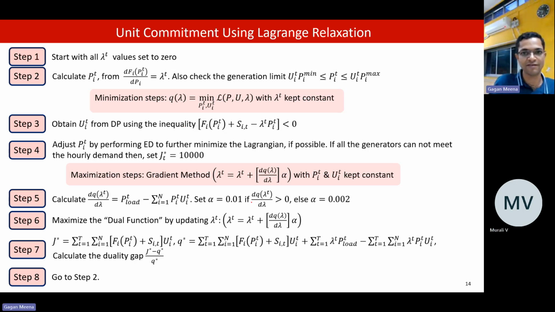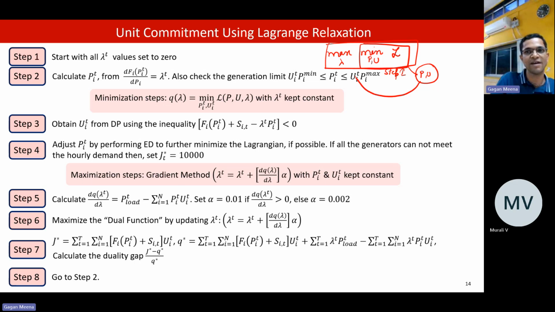And same thing here. We start by saying that it's a dual operation, max over lambda and min over P and U. This is the Lagrangian. So in step one, we solve this problem considering that lambda is constant, and we get P and U. Then for step two, we consider that this P and U are constant, and we find the new lambda by using gradient descent.